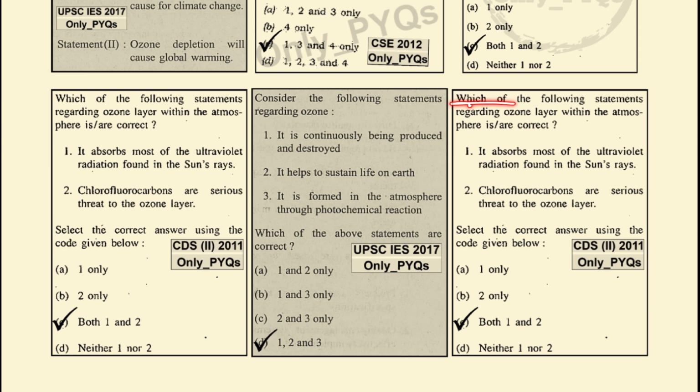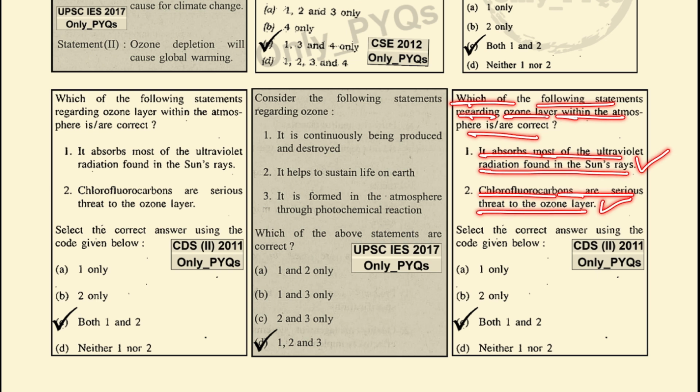Which of the following statements regarding the ozone layer within the atmosphere is correct? It absorbs most of the ultraviolet radiations found in the sun rays. This is a correct statement. Chlorofluorocarbons are a serious threat to the ozone layer. This is also a correct statement. So both 1 and 2 are correct.